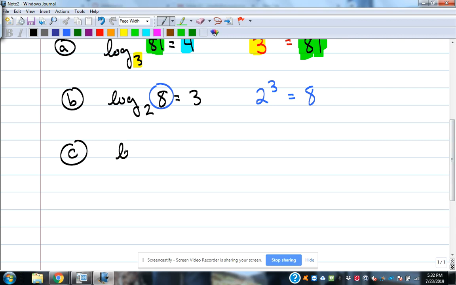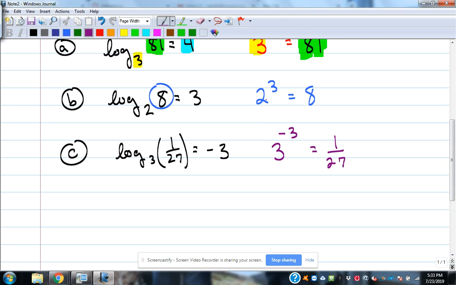Log base 3 of 1 over 27 is equal to -3. So we can have negative exponents. We know that those exist. We talked about those last week. We knew the rules that went with those, but here we're taking a logarithm. It's a base 3, so we know 3 is the base. The exponent is what the log is equal to, so it's -3 and 1 over 27.